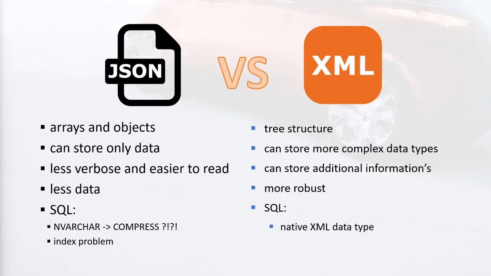And for XML, for example, you have a native XML data type. You have XML indexes, and from 2022 you also have compression of the XML data type, so native compression. So in many cases XML would perform better, but sometimes you cannot actually force it. So sometimes you must use JSON, and this session will help you a little bit with that.